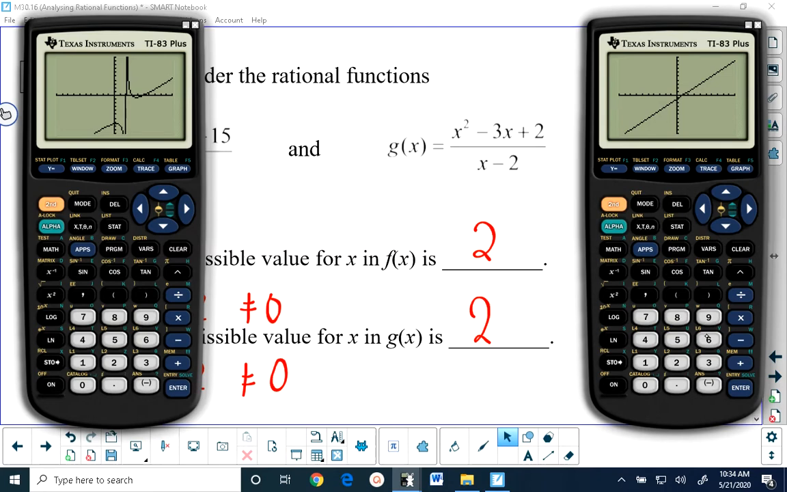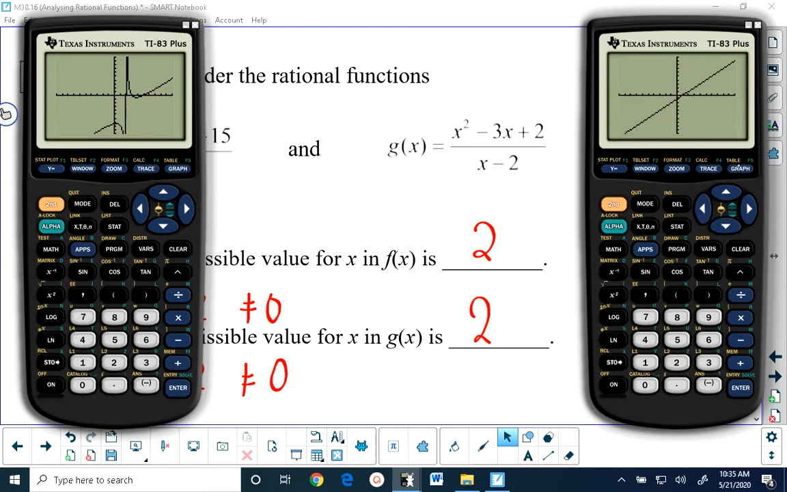A linear function is a straight line that extends forever in both directions, and this line has a tiny, tiny missing piece to it. If I were to go to my table and take a look at different x coordinates, when I get to x equals 2, I get an error. And what that means is there is no point at x equals 2 on g of x.